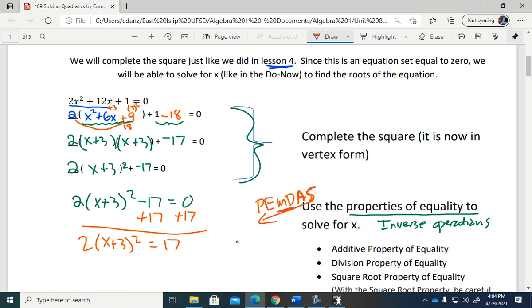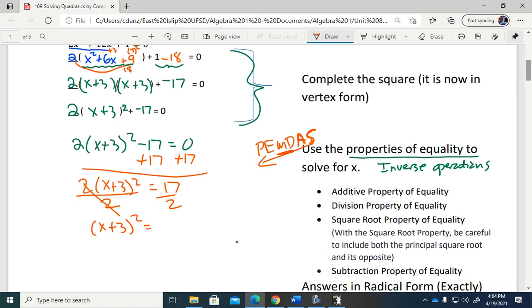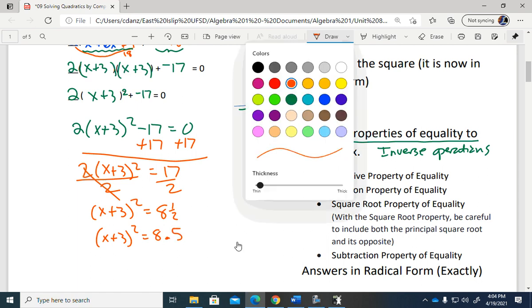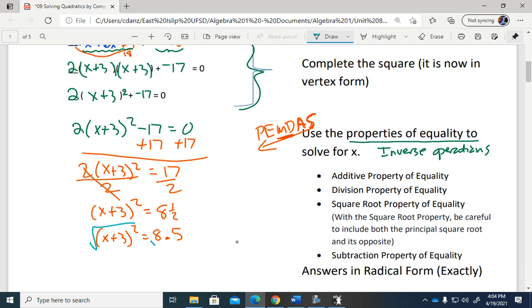Then I undo the multiplying or dividing. You might want to write it as like 8.5. Then I have to undo the squaring. All positive numbers have 2 square roots. The square root cancels out the square. And then I subtract 3.